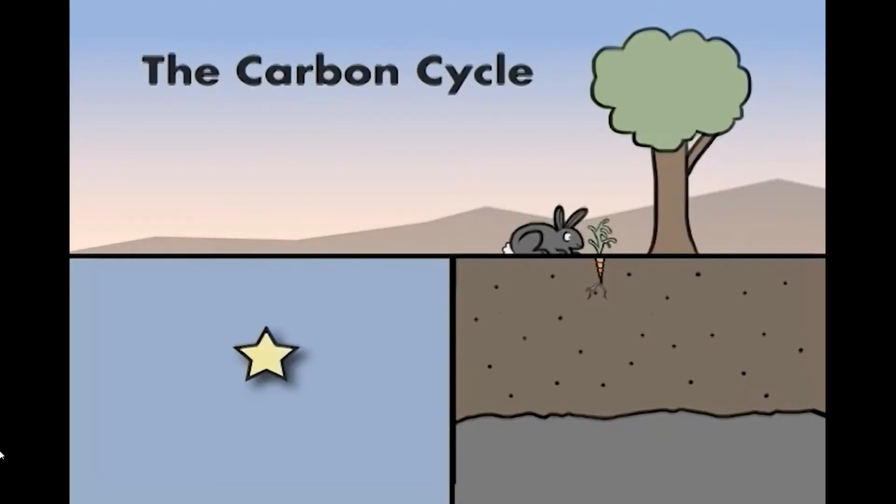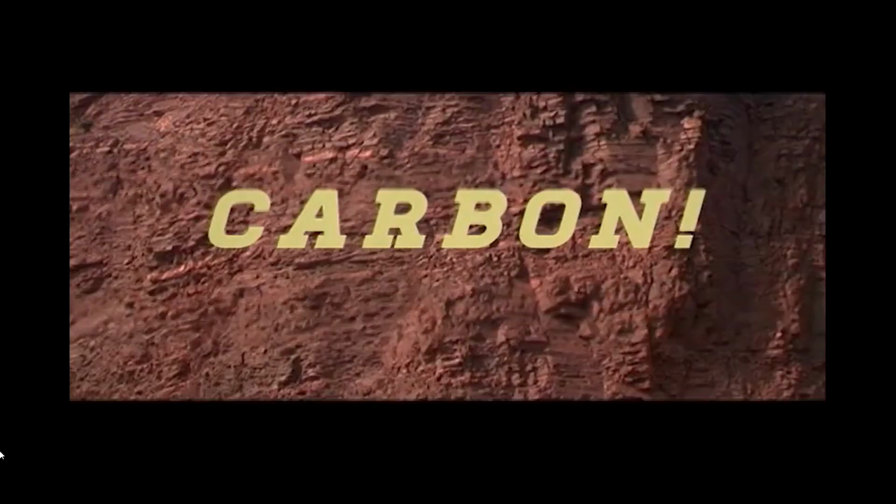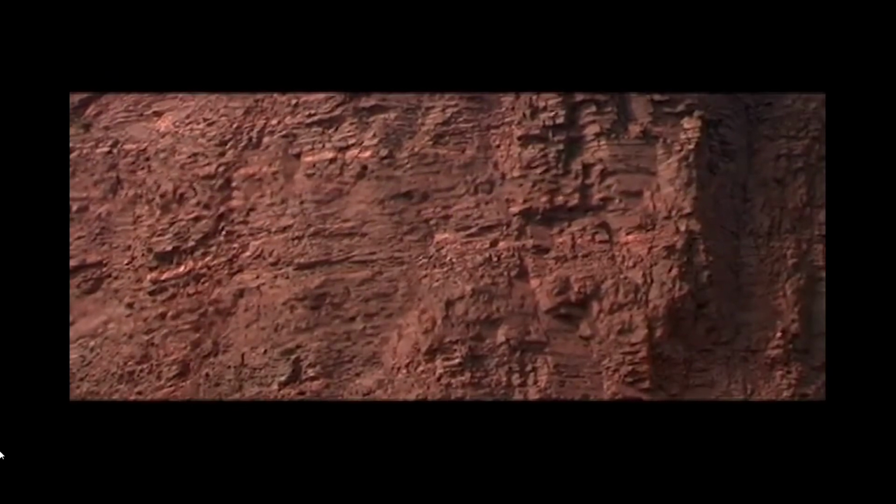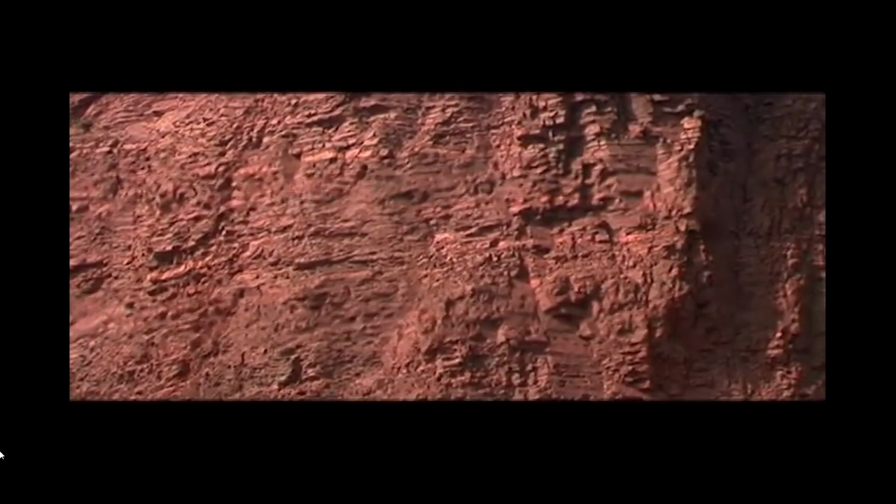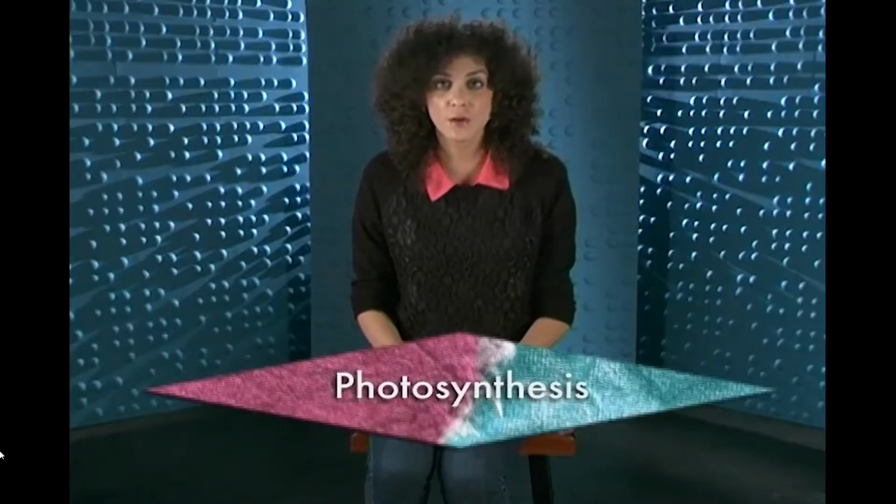Did you catch that? The ocean is one of several carbon reservoirs. Another carbon reservoir is the atmosphere. Carbon also hangs out on land, mostly in plants, soil, and rocks. Let's see how the cycle works already, shall we? Okay, here we go. Ever heard of photosynthesis?